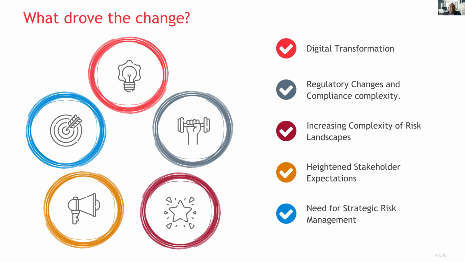So the question is driver for change. The question is which factor do you believe is most influential in driving the evolution of the 3 lines model? Just a single choice. Is it because of increasing complexity of the risk landscape? Is it about international organizational conflicts, or none of the above?